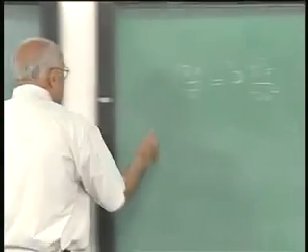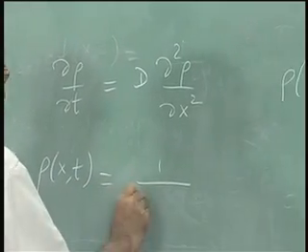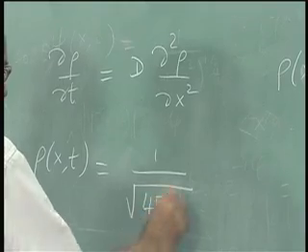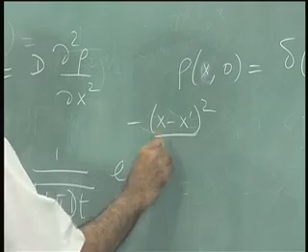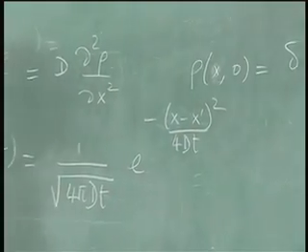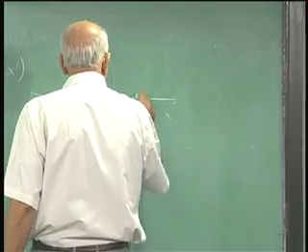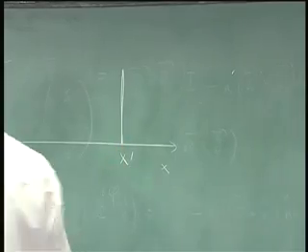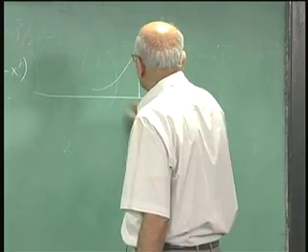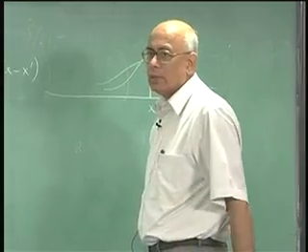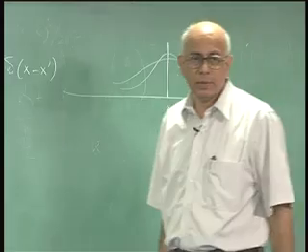Then rho of x comma t is 1 over square root of 4 pi Dt, e to the minus x minus x prime squared over 4 Dt. That is the standard solution to the diffusion equation. So it says if on the x axis you start with an initial concentration at the point x prime, after some time you are going to get this, and then it is going to get widened out and so on. So it is a Gaussian concentrated about that point there.